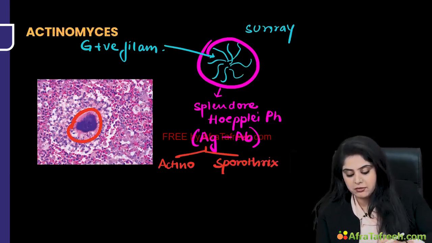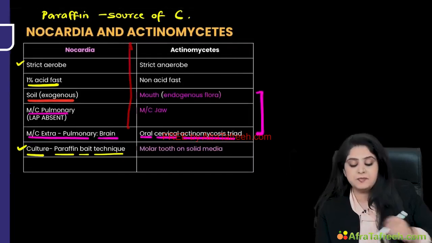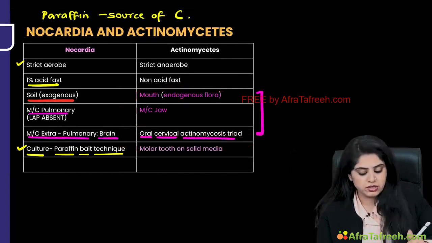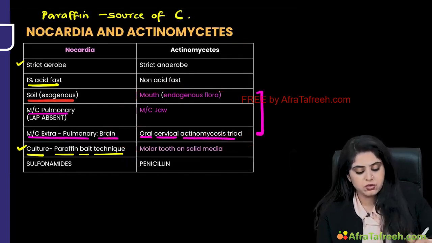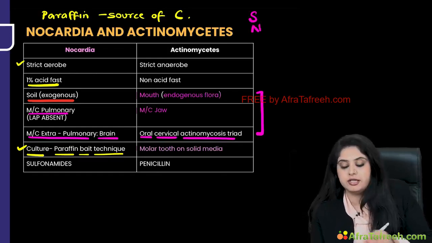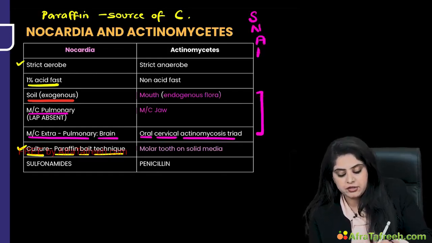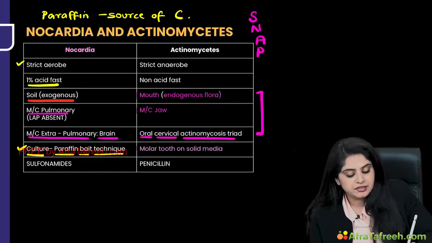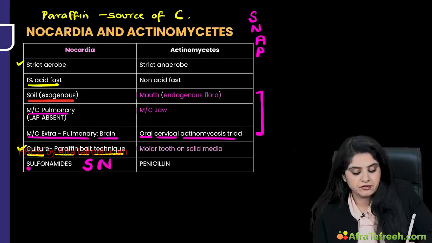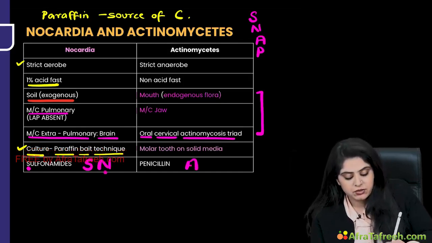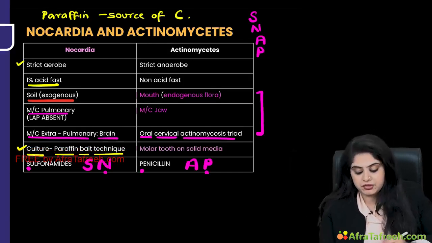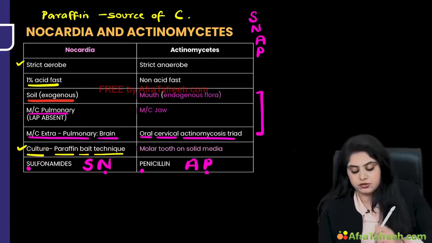Coming all the way back, the mnemonic is, it is the opposite of nocardia, and it's everything to do with the mouth. Now let's finally come to the treatment. What is the treatment for both of these that you have to know? Sulfonamides are for nocardia, and for actinomyces, you have penicillin. What did I say? Sulfonamides are for nocardia, and for actinomyces, you have penicillin. How easy is that? So your gram-positive filamentous organisms are done with just one thing.